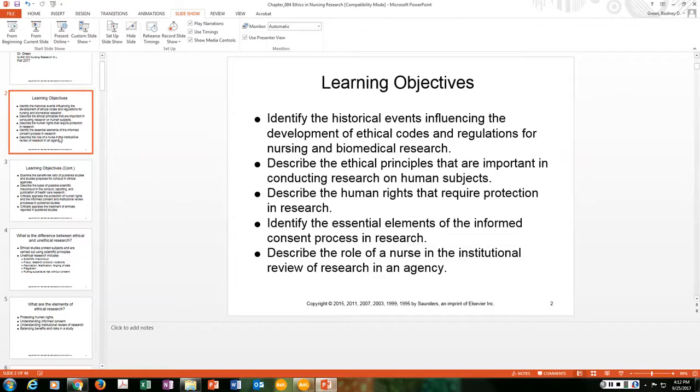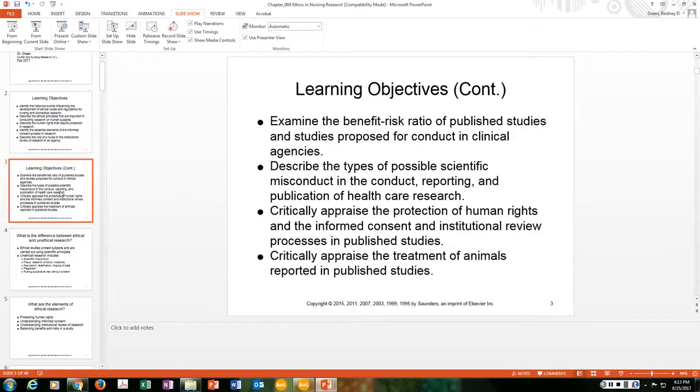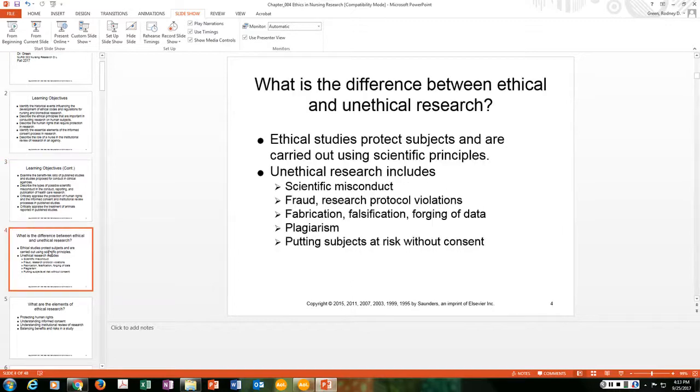And I'll have you read through those, but there's several there, so two pages of learning objectives. So let's start out with what is the difference between ethical and unethical research.